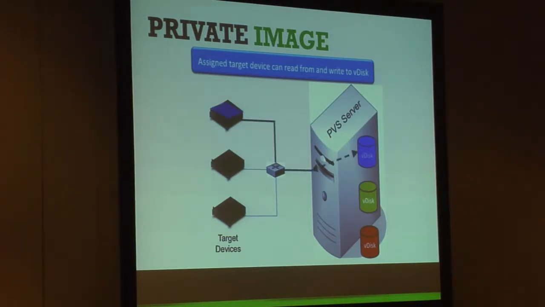So the first one is private image. In the case of private image, you're going to have multiple disk images per target device. And these can be stored back on the PVS server or back on the backend SAN, wherever you decide to store them. The key thing about the private image model is that each target device has its own separate disk image. And what's good and bad about this is that each device can have its own unique customizations that are stored in its separate disk image.